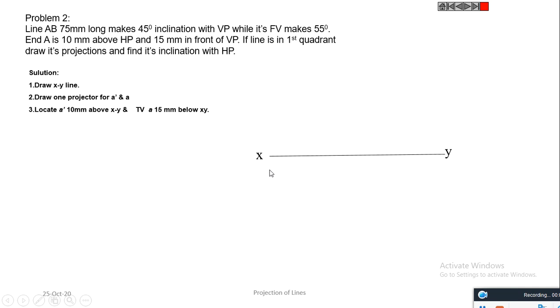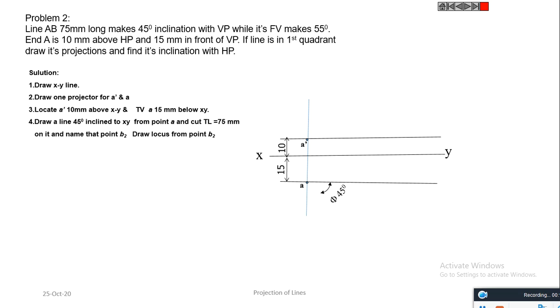Solution: draw the XY line first. Now locate A dash and A, that is A dash at a distance of 10 millimeter above XY line and A at a distance of 15 millimeter below XY line. Draw the locus of A dash and A. Now take an angle of 45 degree from A and the true length 75 millimeter. We get B2. Draw the locus of B2.